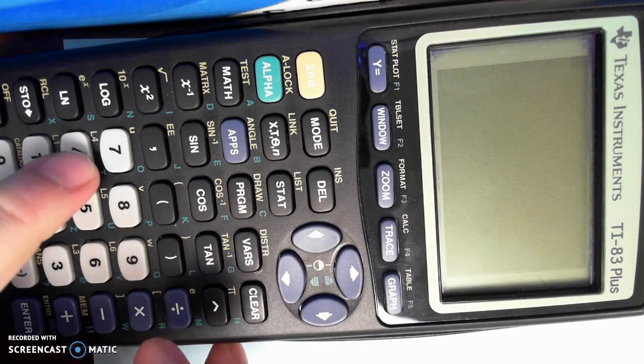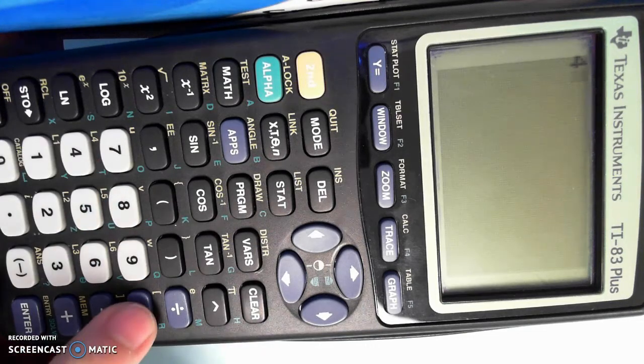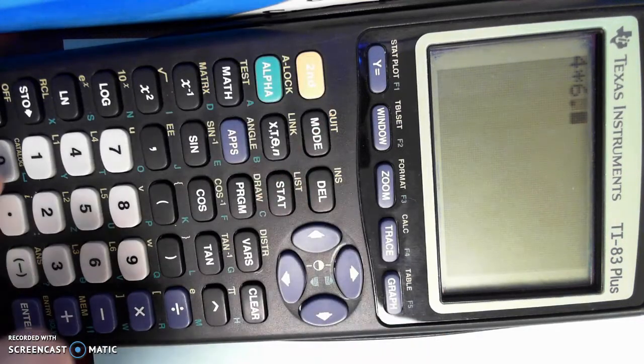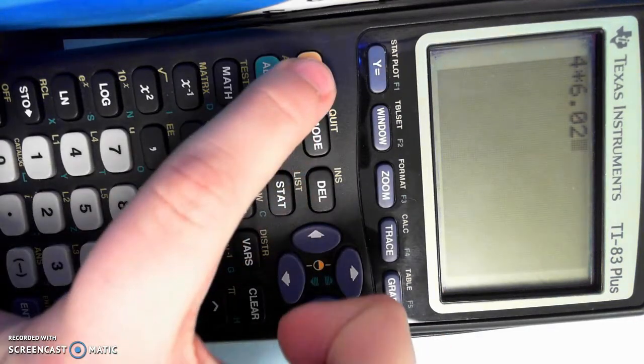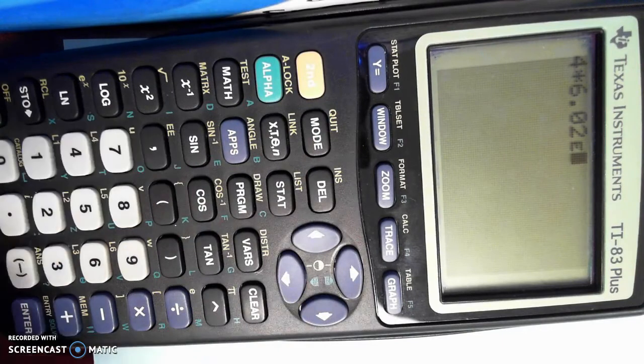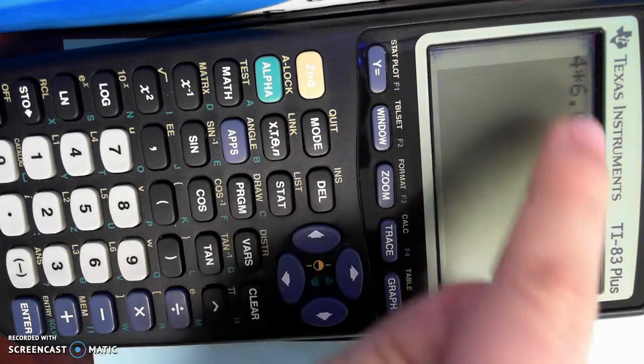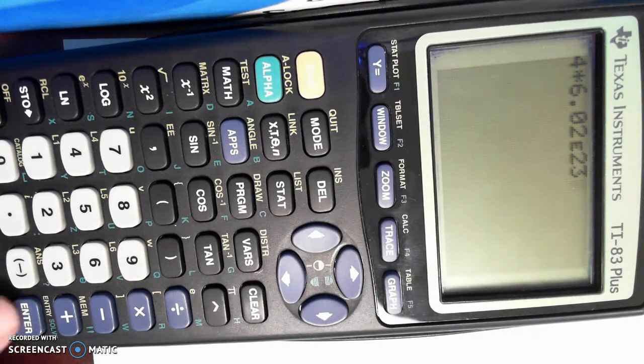So the way that you would put this in your calculator is you would say 4, and then multiply, so times, and then you would do 6.02, and you would do second E, which is right here, this little E button. Okay, and then you would do 23. Okay, so that's the way we write 6.02 times 10 to the 23rd in the calculator.